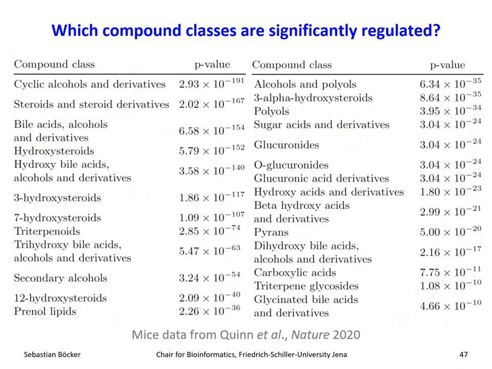Or you take that to the naturally next step, and that is you estimate significance. Are things significantly up or down regulated? By the way, the mice data is again not from our work. That's from the Quinn et al. paper in Nature 2020. And we just looked at whether compound classes, now as an entity, are up or down regulated, and whether this is significant or not.